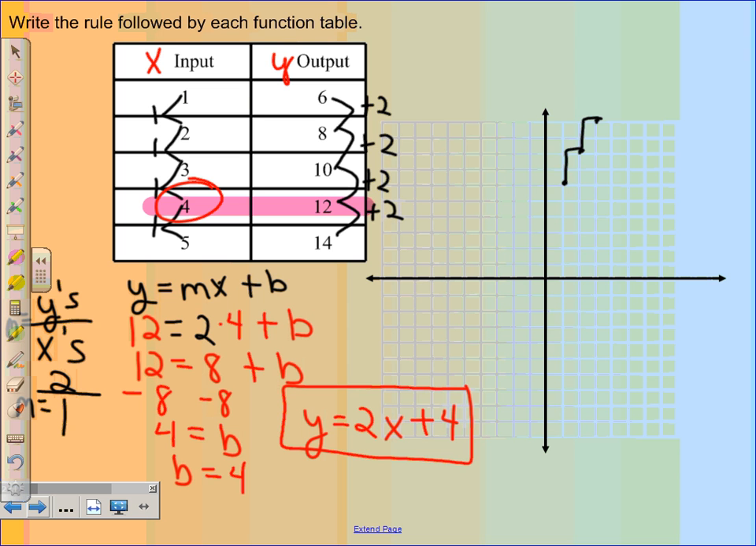Let's see if that checks. Let's go back, and if I input 1 into the equation, I have 2 times 1 plus 4, and looky here, it equals 6. Let's just take another one. Let's take 3: 2 times 3, which is 6, plus 4, and out comes 10. We did a good job.